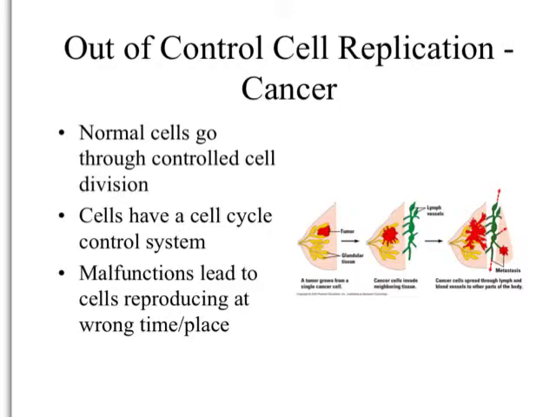Ideally, normal cells will go through nice controlled cell division, where the cells have a cell cycle control system that will shut it down if something goes wrong. Well, if this control system is broken or not in place, malfunctions can occur that can lead to cells reproducing either at the wrong time or in the wrong place. And so that is going to lead to cancer.